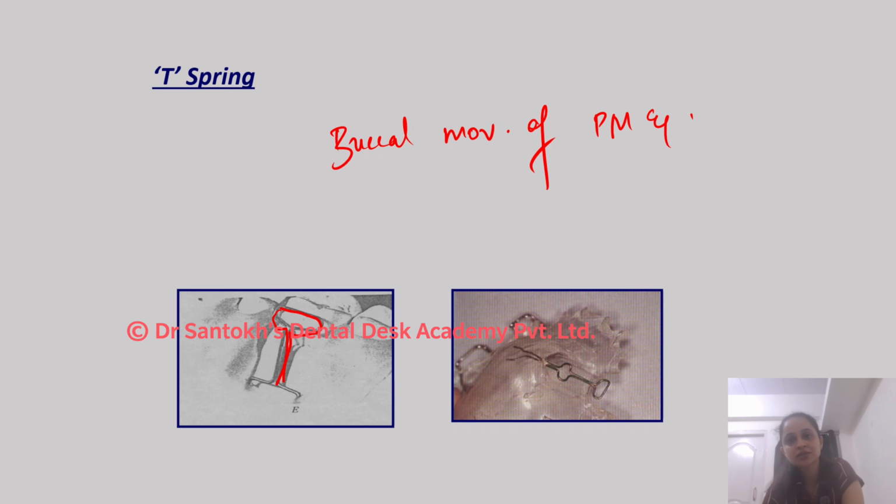Next, coming to the T spring. These are the T springs. This is used for your buccal movement of premolars and molars. So this is a T-spring.